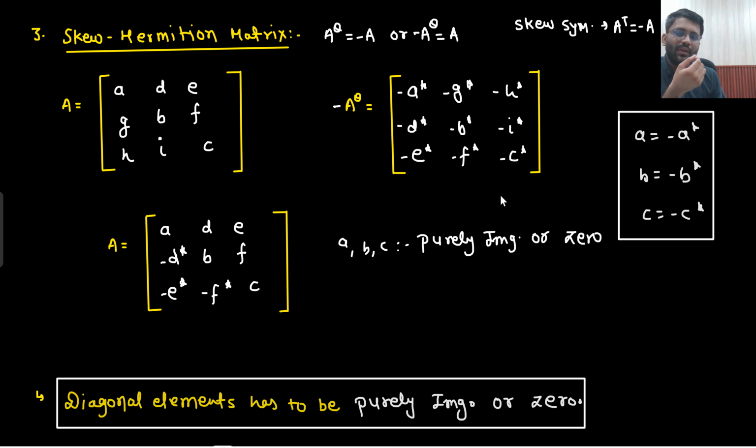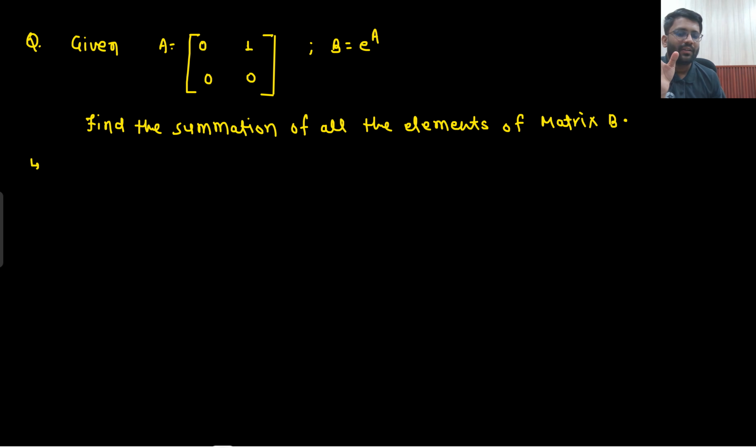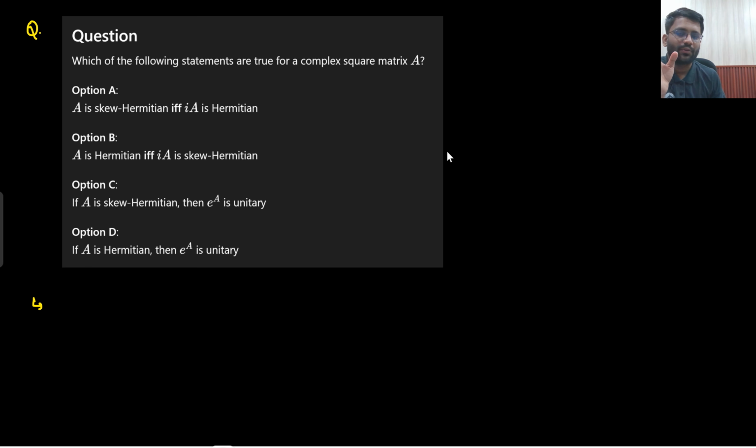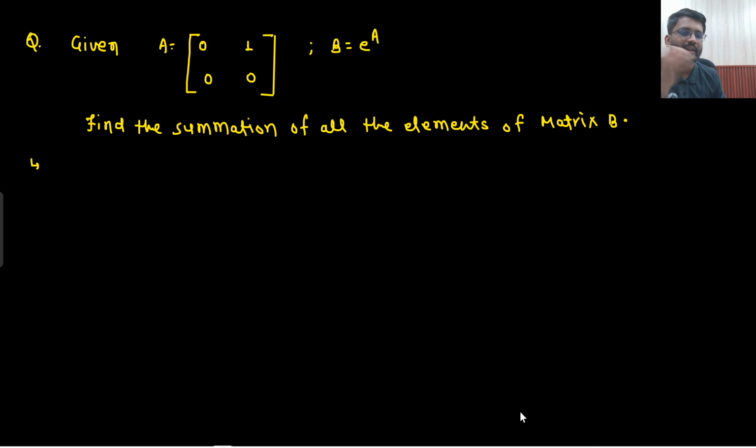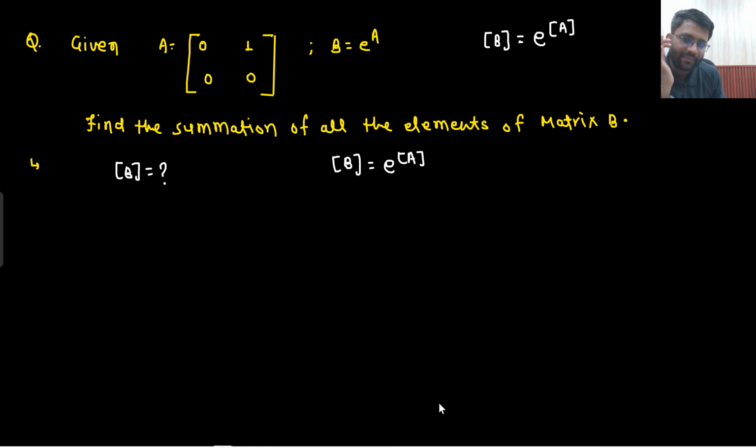Okay. Now a random question I am asking you to solve. It is not related to Hermitian or skew-Hermitian. Okay, it is a random question. The question related to Hermitian or skew-Hermitian also we are going to solve here. But it is a random question. What is the question? That matrix A is given. Now new matrix B is defined as e to the power matrix A. You need to find out the summation of all the elements of matrix B. Basically, you need to find out the matrix B. What is our target? To find out the matrix B. So, sir, matrix B is given as e to the power matrix A. So, what do I do? I take the exponentials. This is what I do.